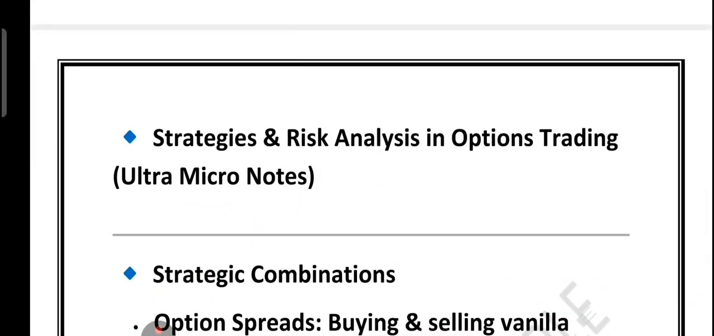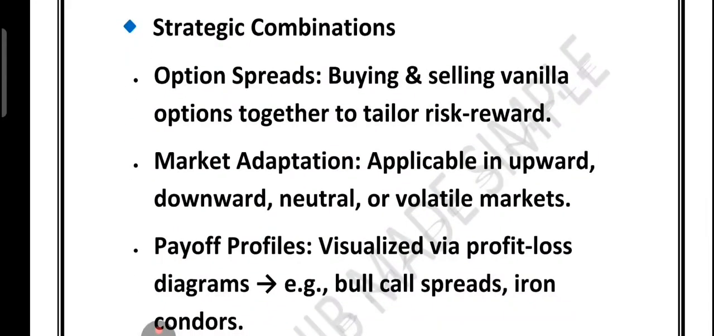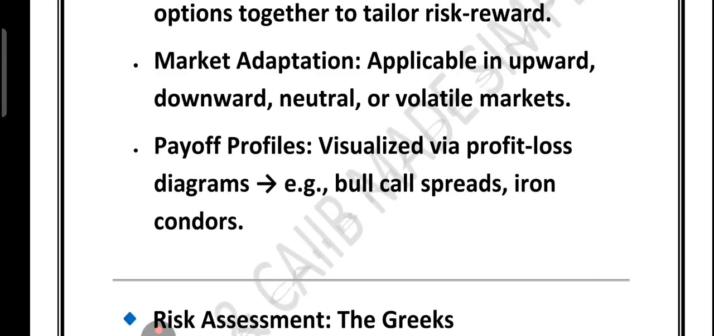Now let's talk about strategy and risk analysis in terms of options. Friends, traders often use option spreads. Option spread means you are buying and selling options together. That is called an option spread. Why do that? To customize the risk and reward, traders use option spreads. This strategy works in upward, downward, neutral, and volatile markets, all kinds of markets. The potential gain and potential loss are often shown in the profit and loss diagram, like a buy call spread, or something called iron condors, right? So option spread means tailored risk-reward, and the diagram is a visual payoff.